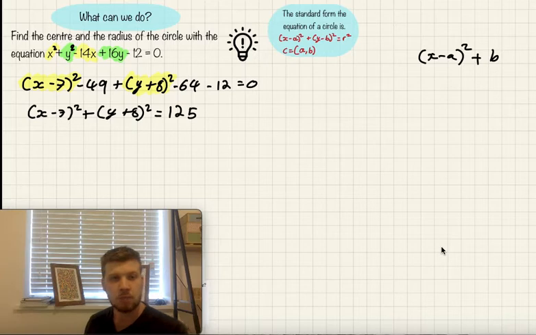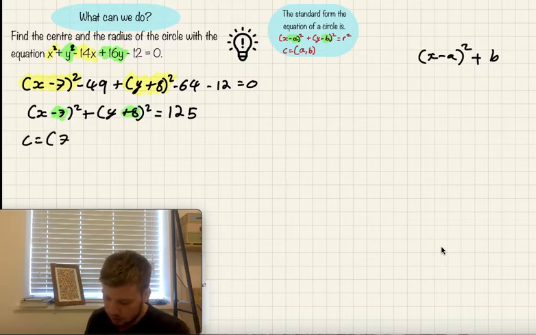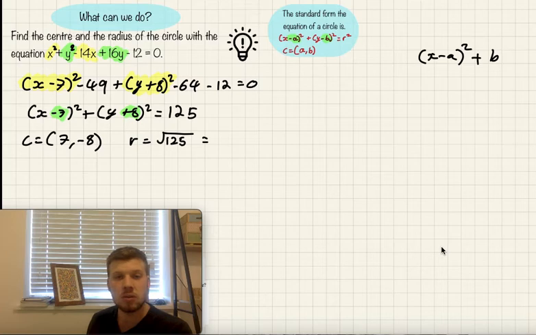So from here, I can just work out my centre and my radius. My centre, if it's negative a, negative b, is going to be positive 7 and negative 8. So it's going to have a centre of positive 7, negative 8. And my radius is going to be the square root of 125, which is equal to 5 root 5.